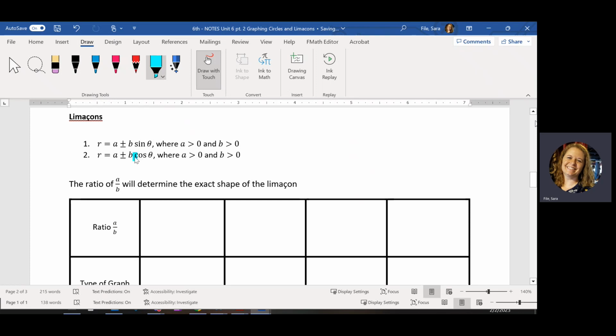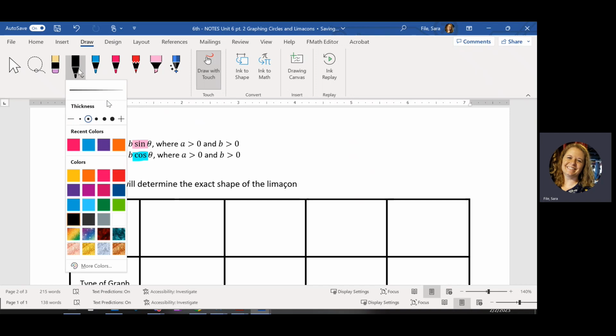So again, the positive or negative goes with the sine or the cosine. That positive or negative is just telling us the direction that we draw the limacon. If it's going to be left or right if it's cosine, or up or down if it's sine. The A and the B, those are positive numbers. They're greater than 0. We're just looking at the values. Don't worry about this sign. Does that make sense?